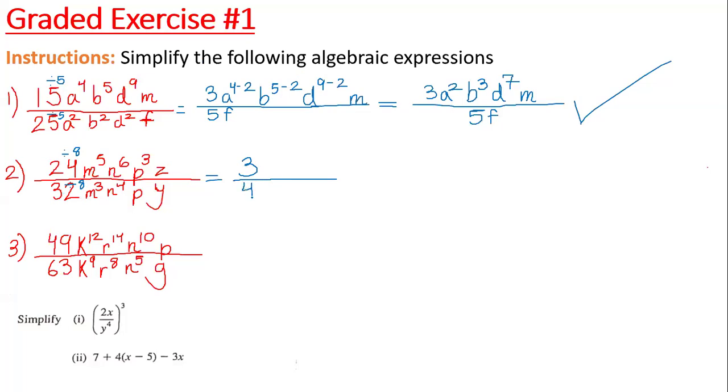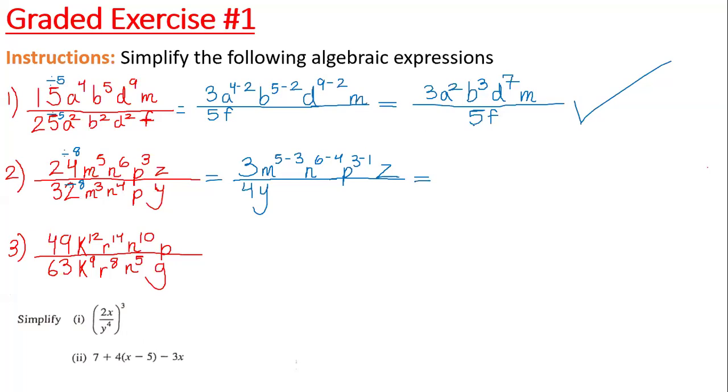4. Very good. We say m to the power of what? 5 minus 3. Very good. And n to the power of what? 6 minus 4. Very good. And then p to the power of what? 3 minus 1. And we just have z here. And then it's going to be 4y, basically.